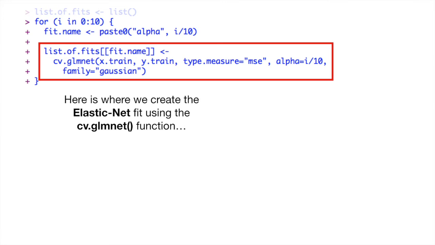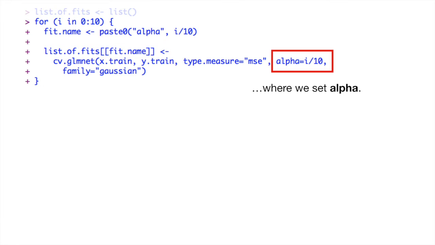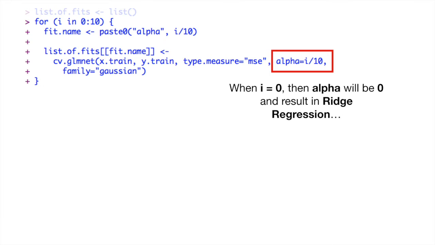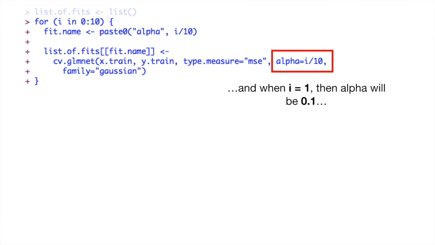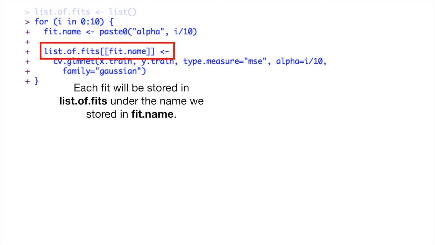Here's where we create the Elastic-Net fit using the cv.glmnet function. Everything is the same as before, except where we set alpha. When i equals 0, then alpha will be 0 and result in ridge regression. And when i equals 1, then alpha will be 0.1, etc., etc., etc., until i equals 10 and alpha equals 1, resulting in lasso regression. Each fit will be stored in list.of.fits under the name we stored in fit.name.